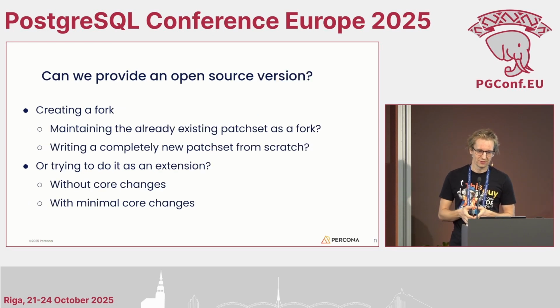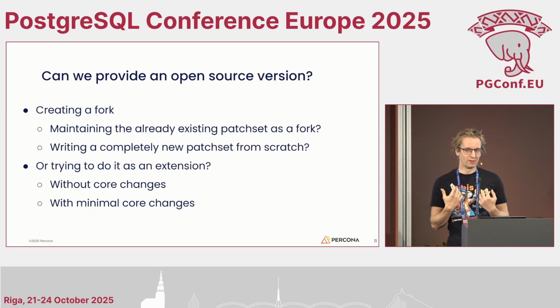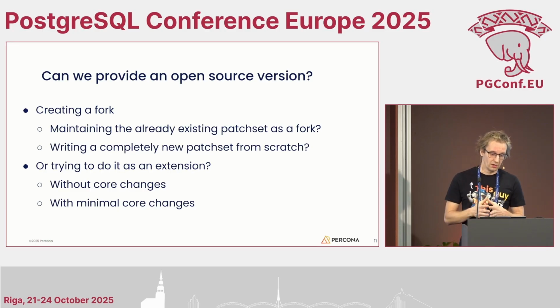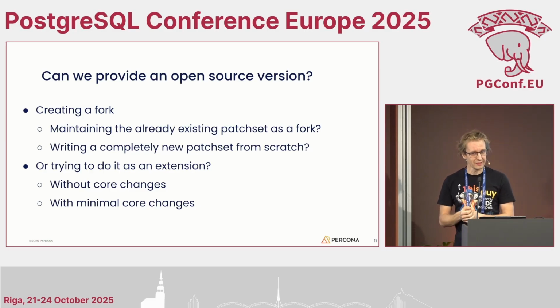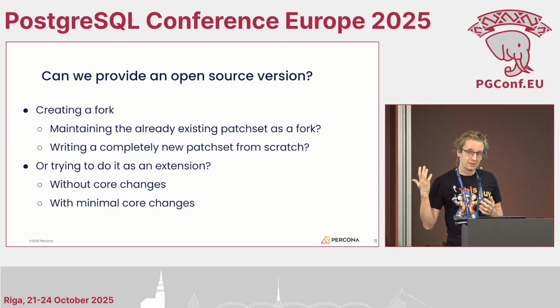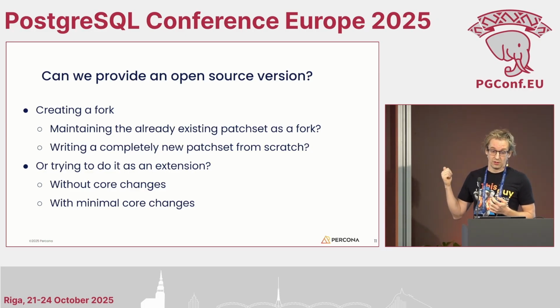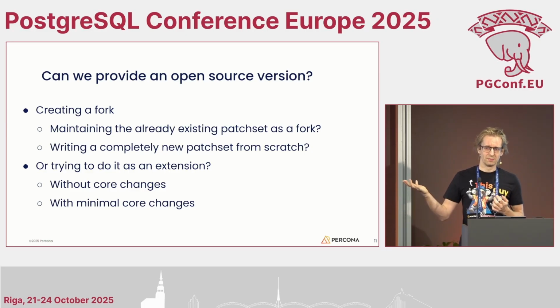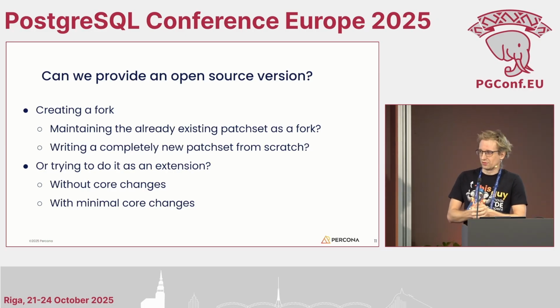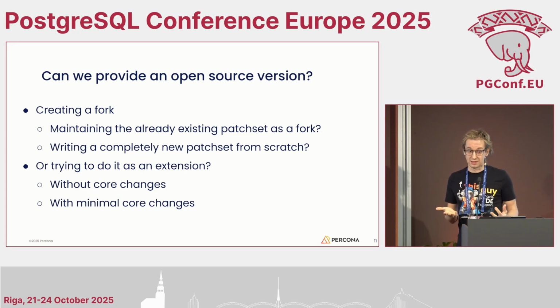So this is why we asked, can we provide an open source version of an encryption solution for PostgreSQL? So we wanted to do something that's available for everyone. And one choice for this is, of course, that we could also create a fork, but keep that open source. Either maintain the already existing patch set, which was just kind of abandoned. It isn't updated for a few versions now. Or we could create a completely new but similar patch set.